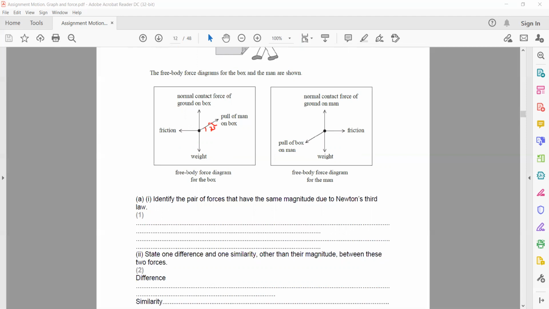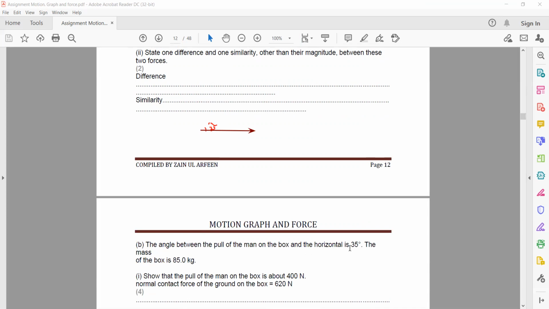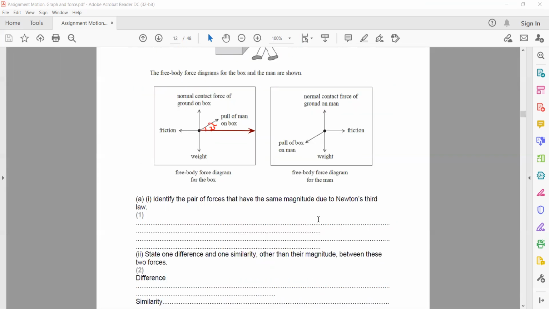This force will have two components. We have to show that the pull of the man on the box is about 400 Newton, so this is what we have to show. So this will be F. The component along the angle will be F cos 35, and the vertical component against the angle will be F sine 35.